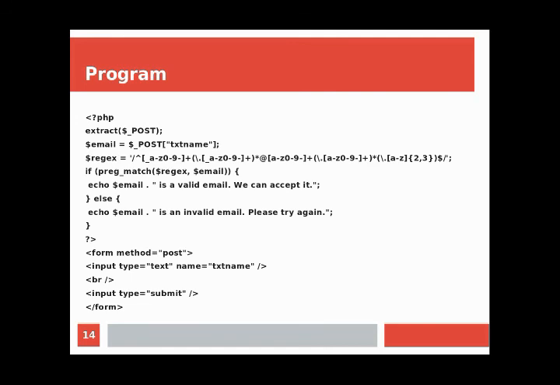That means if it is not according to the syntax, or whatever format of email ID we have given, then your output will be is an invalid email, please try again. And if we enter a valid email, then is a valid email, we can accept it. So end of the PHP tag. Here form method equal to post, again we use the form method post, input type equal to text, name equal to text name. That means again we have taken the text box for text name. Here break is used, then input type equal to submit, and close the form. Here we use the submit button for that.